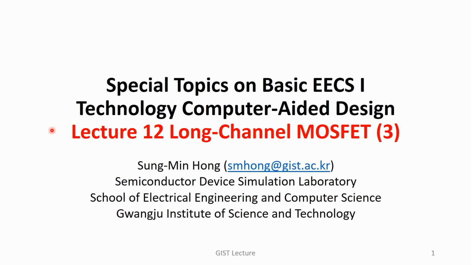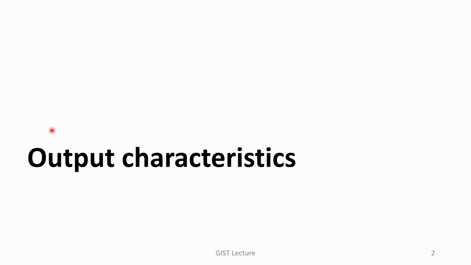Hi everyone! In the last lecture, we calculated the input characteristics of a long channel MOSFET. In this third lecture on the long channel MOSFET, we calculate its output characteristics. Since the drain terminal is the output terminal, on the fixed gate voltage, the drain voltage is changed.